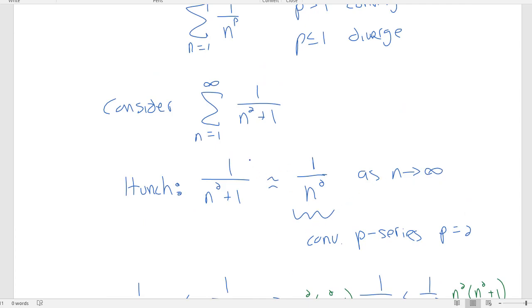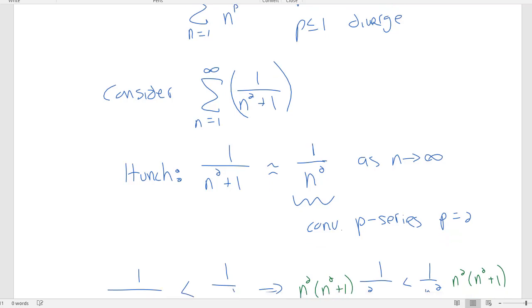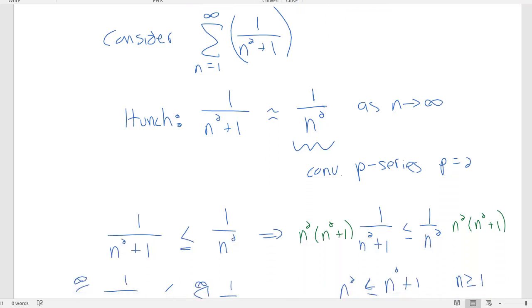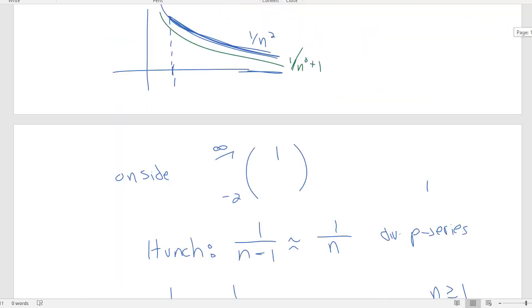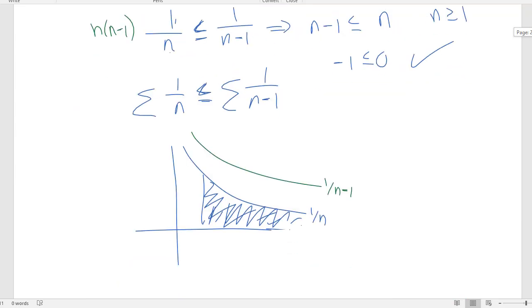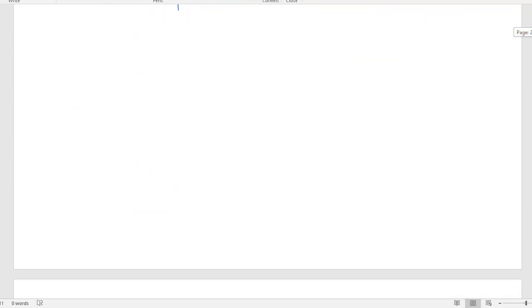So in our example up here of 1 over n squared plus 1, our hunch was bigger. We wanted our hunch to be bigger because the bigger thing has a finite sum. Anything smaller must also be finite. So in just a second, when I write the formal statement of the comparison test, let's keep in mind the direction of those inequalities that we need to work here.